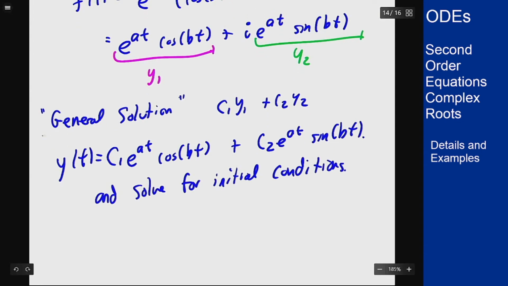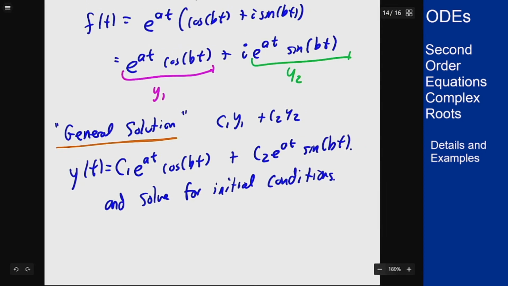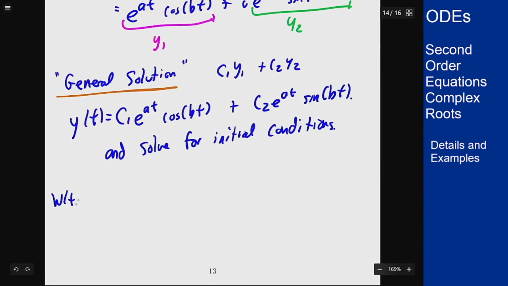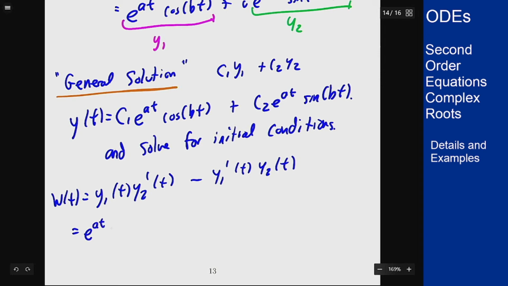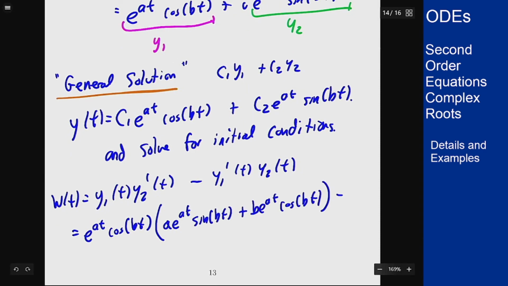But wait, let's check this part first. Do we really know that's a general solution? That means I need to take these two functions here and compute their Wronskian. In that case, W of t will be y1 of t times y2 prime of t, minus y1 prime of t times y2 of t. So I will get e to the at cosine of bt times the derivative of the second one, which is a product rule term, and then minus y2, I'll put that one first this time, times the derivative of y1, which is another product rule.